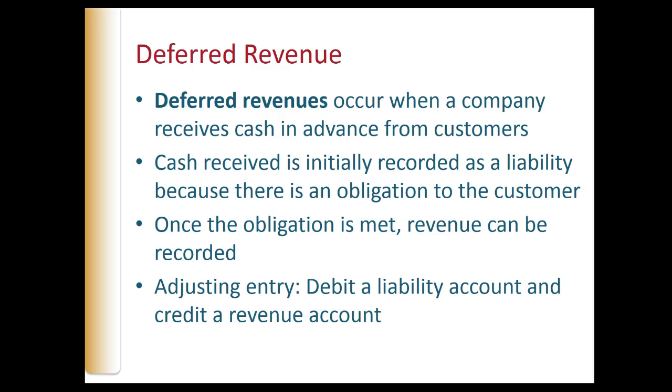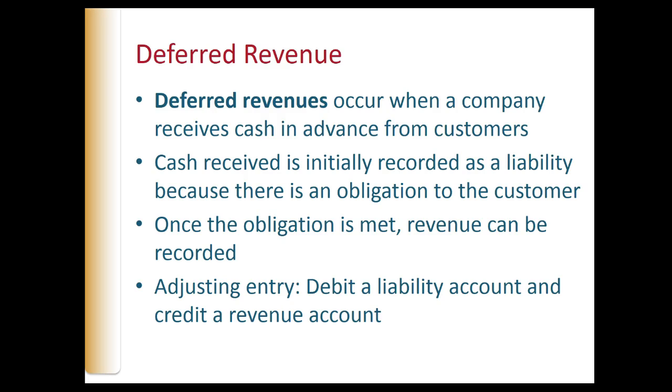Okay, we're now going to move on to the deferred revenues, which is another adjusting entry. We record deferred revenues when the company receives cash in advance from a customer for products or services to be provided in the future. When customers pay cash in advance, we debit cash and we credit a liability called deferred revenues.